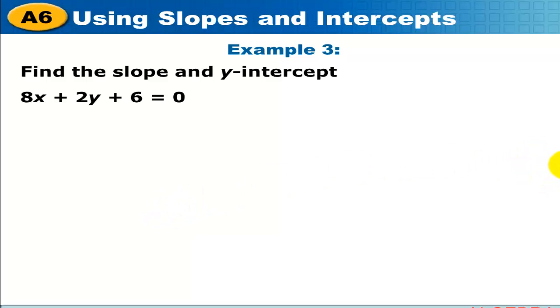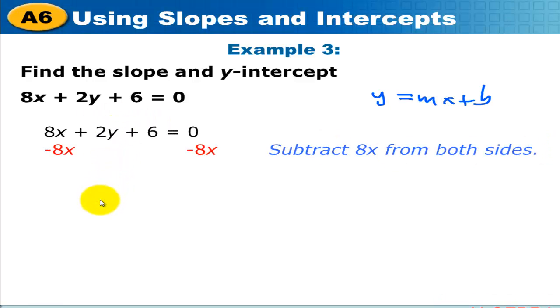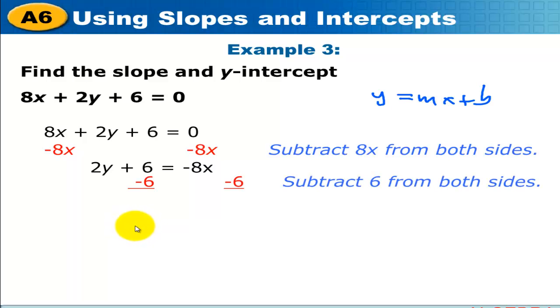Example number 3, let's find the slope and y-intercept. Again, I need to write this into y equals mx plus b. I don't need my 8x, I don't need my 6, and I need to remove the coefficient of y here, which is 2. So first, what we need to do is to subtract 8x to both sides. I will have 2y plus 6 equals negative 8x. Subtract 6 to both sides. We'll get 2y equals negative 8x minus 6.